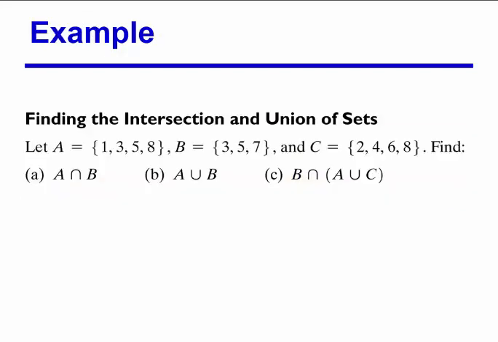So here's an example. I'm going to find the intersection and the union of the following sets. So they gave us A. A is defined to be the set that contains the numbers 1, 3, 5, and 8. B is a set that contains 3, 5, and 7. And C contains 2, 4, 6, and 8. So we're going to go ahead and find the intersection of A and B, the union of A and B, and then we're going to find the intersection of B with the union of A and C.